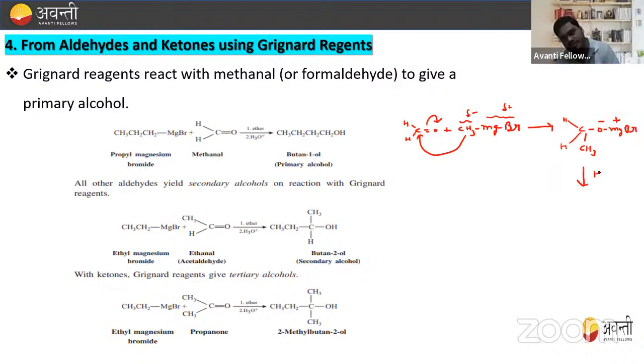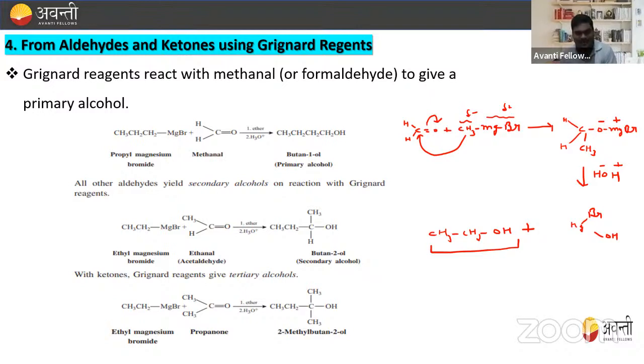Now, in the further step, if you do the hydrolysis of the compound, then what you'll get? The Mg, Br, and OH will be removed. So Mg, Br, and OH. We know that this will be classified as negative and positive. So this is MgBr, and this OH will be removed. Now, what is left behind? So we are left with CH3, CH2, and this is nothing but OH. So this is how you get primary alcohol in case of methanal. So when methanal, or we say formaldehyde, is treated with the Grignard reagent, we'll get ethanol, or we say a primary alcohol.